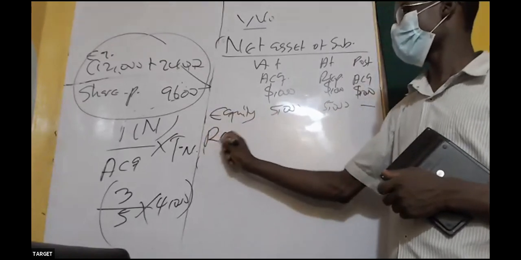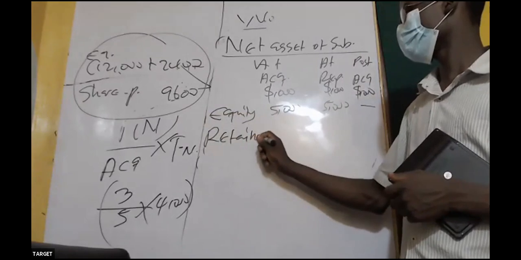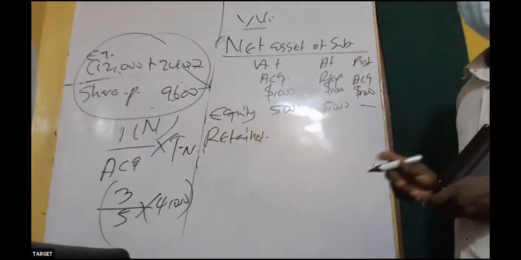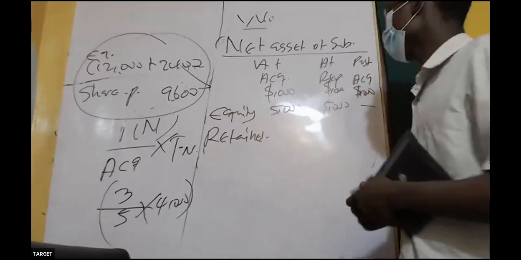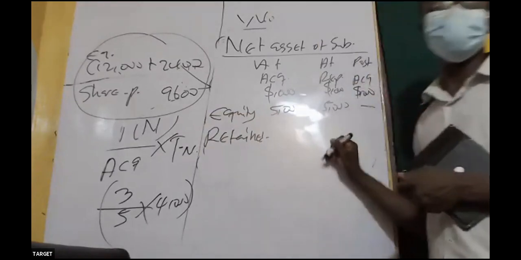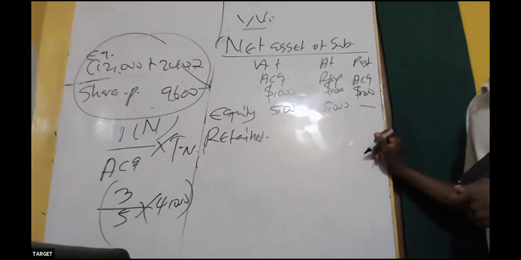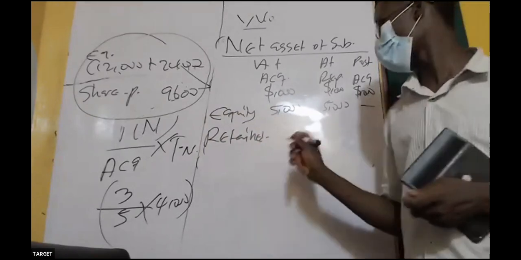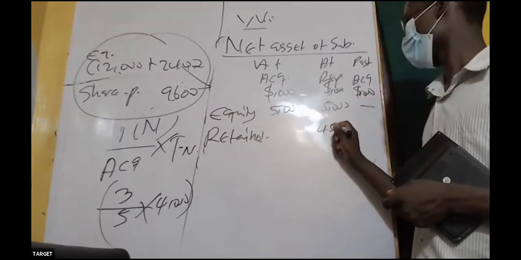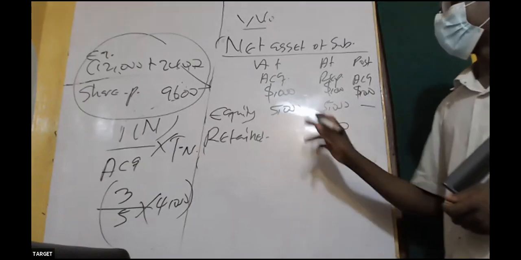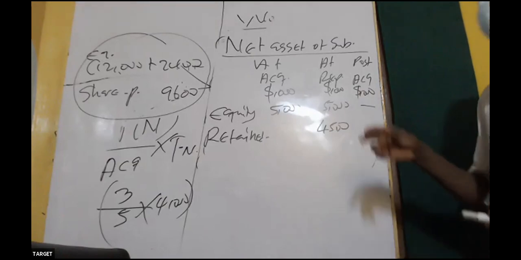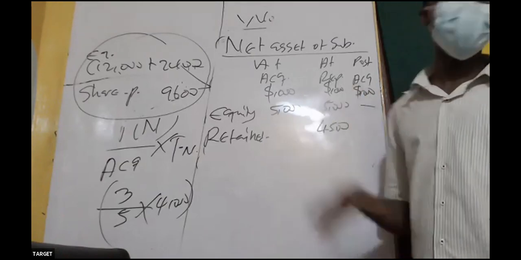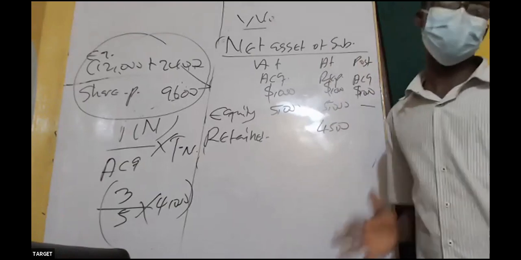Right here, retained earnings. Now, the figure given to us in the financial position is at reporting. Record that one first. So the figure there is at what? Reporting. The 4,500 is at reporting. You must get the retained earnings at acquisition, because on the balance sheet, all the balance sheet figures are called at reporting.